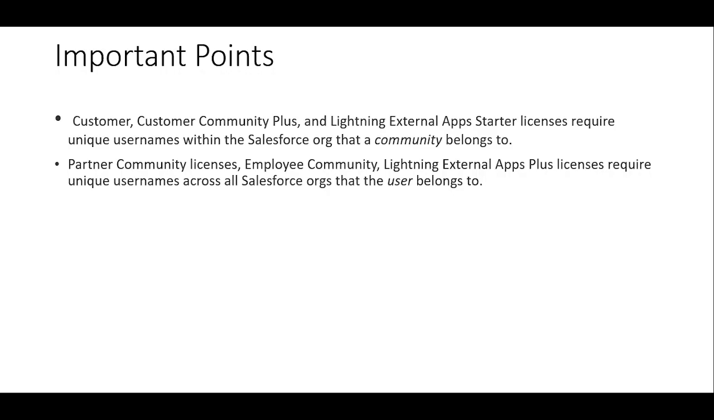Some important points. Customer community plus and Lightning external app starter license require a unique username within the Salesforce org that a community belongs to. However, partner community license, employee community, and Lightning external plan require a unique username across all Salesforce orgs that the user belongs to. So customer community plus will just have a unique username within the Salesforce org, and it can be duplicated across other Salesforce orgs, but in partner community, they have to be unique.